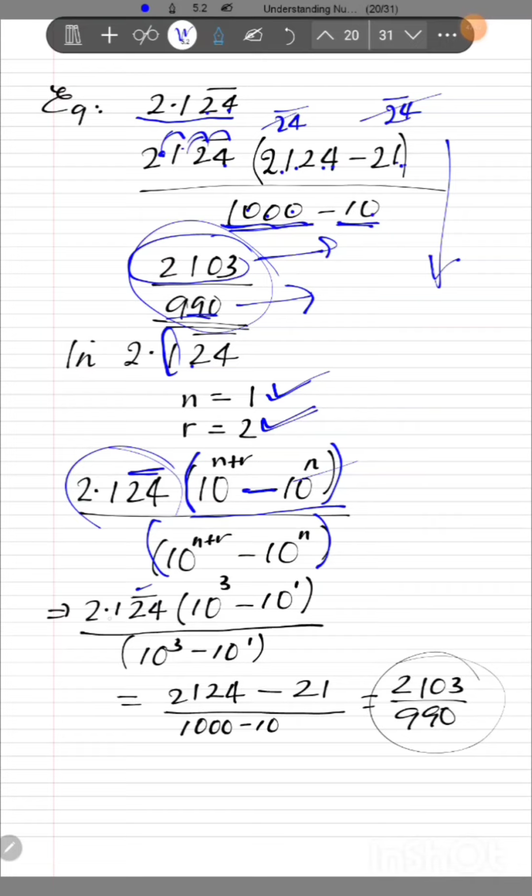So 2.124 repeating multiplied by 1000 minus 10. When you multiply it by 1000, it is 2124. The repeating part is now identical. 24 and 24 and 24 will cancel out each other. Then multiplied by 10, 21. That's why 2124 minus 21 divided by 1000 minus 10, which is 2103 divided by 990. Is 2103 an integer? Yes. What about 990? Yes. The fraction of two integers is a rational number.